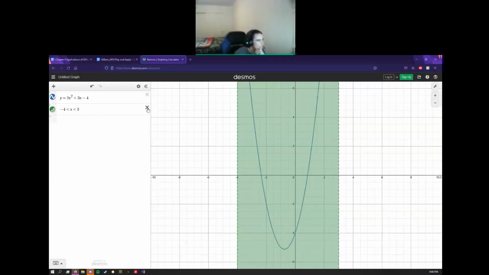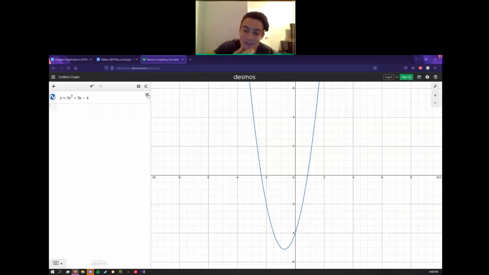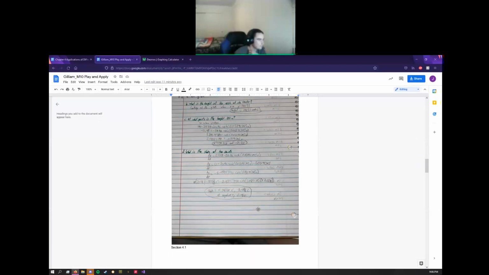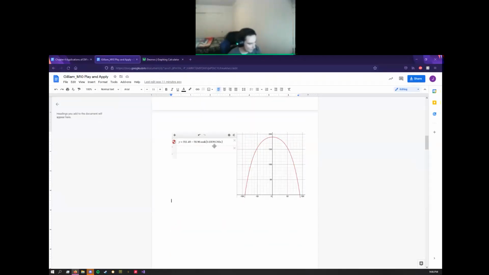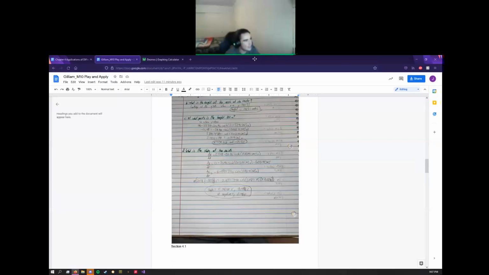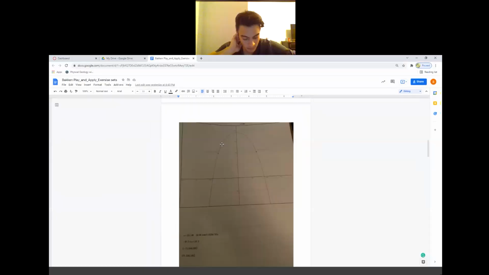She's shown us some new stuff from Desmos in class that I didn't even know it could do. I was like, what the heck? Yeah, I just use it for this part. I don't know how to do the rest of it. It's cool that it's also a calculator too. It can calculate stuff.